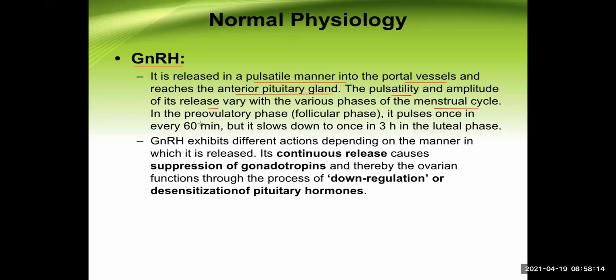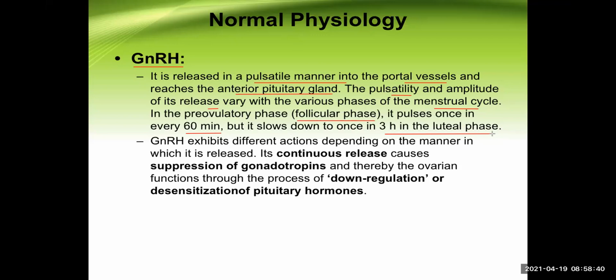Now see here, the pre-ovulatory phase is also known as follicular phase. Before the ovulation is follicular phase. It pulses once in every 60 minutes, but it slows down to once in 3 hours in the luteal phase. Now, let me clarify this. This release of GnRH is in a pulsatile manner. It is not a continuous manner, pulsatile manner.